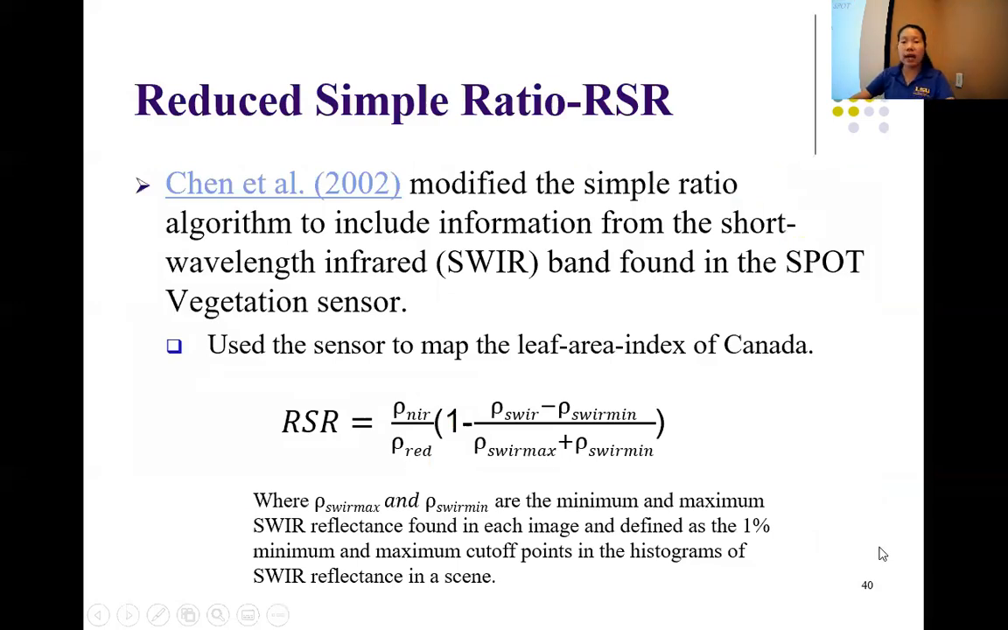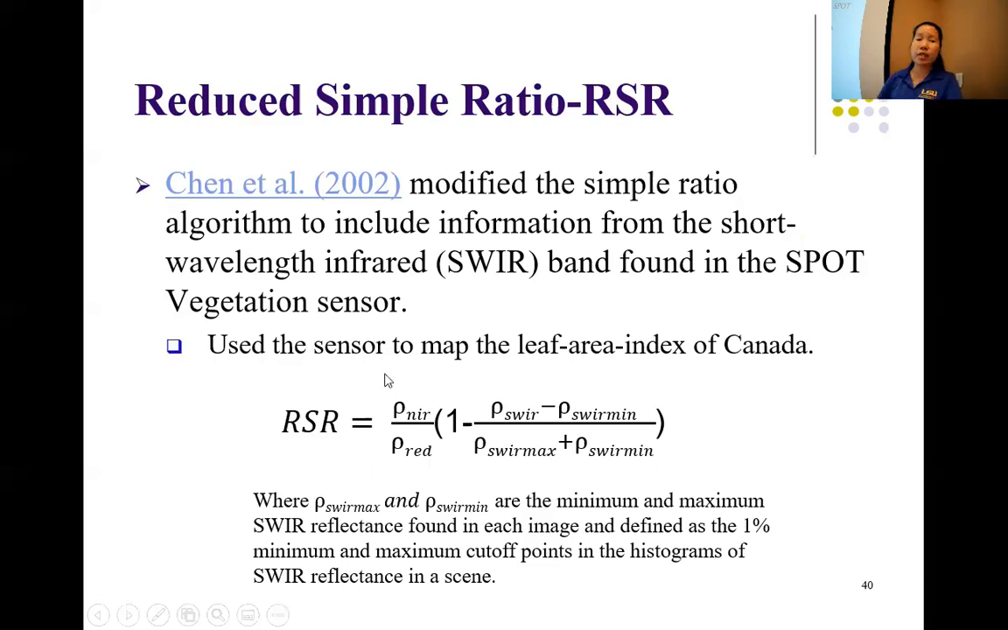And then the other one is the reduced simple ratio, so RSR. This method is published by this paper, Chen et al. 2002, and this paper modified the simple ratio algorithm to include information from the short wavelength infrared band in the SPOT image. So if you work with SPOT image, you have the option to use this equation here for an improved version of this simple ratio. So it's the reduced simple ratio.